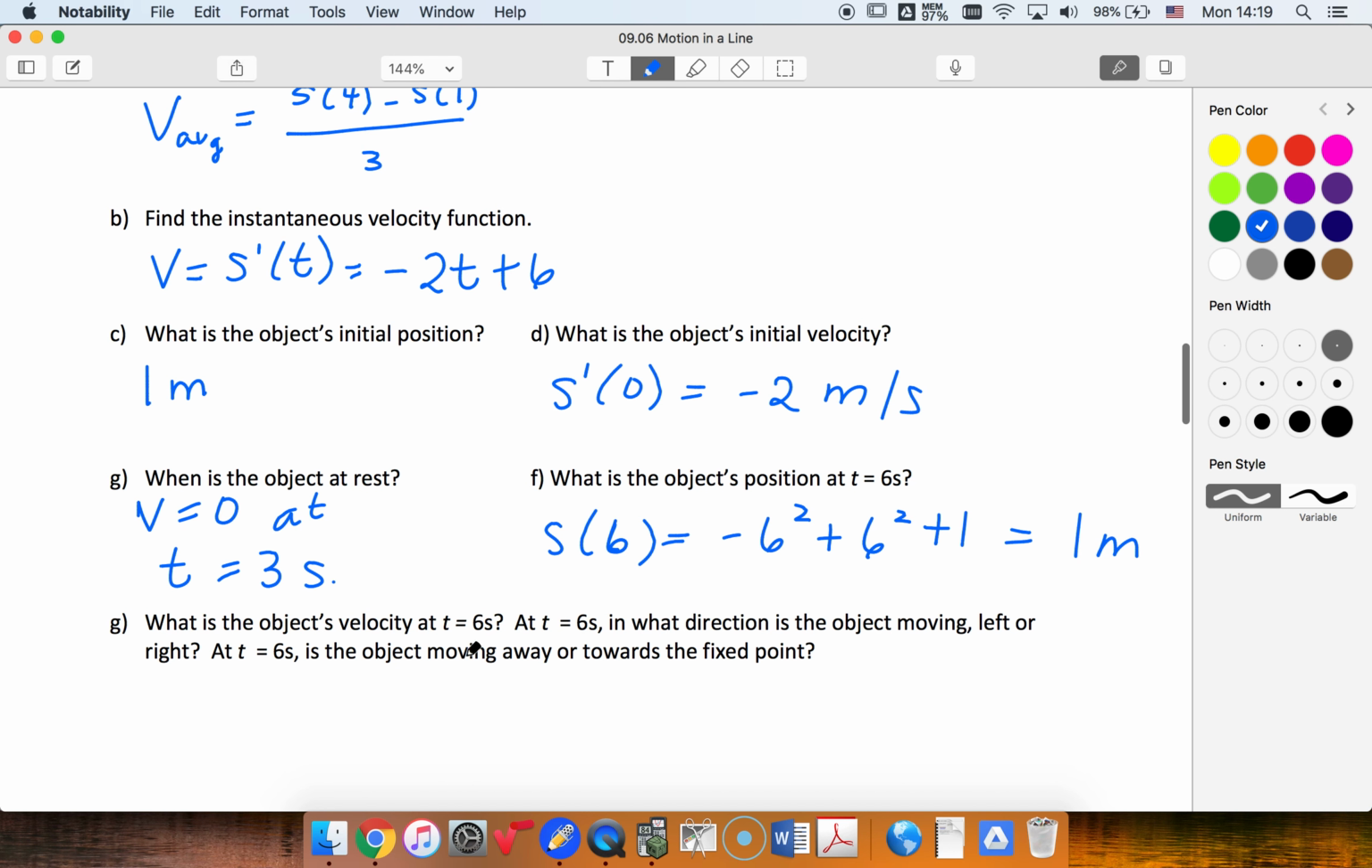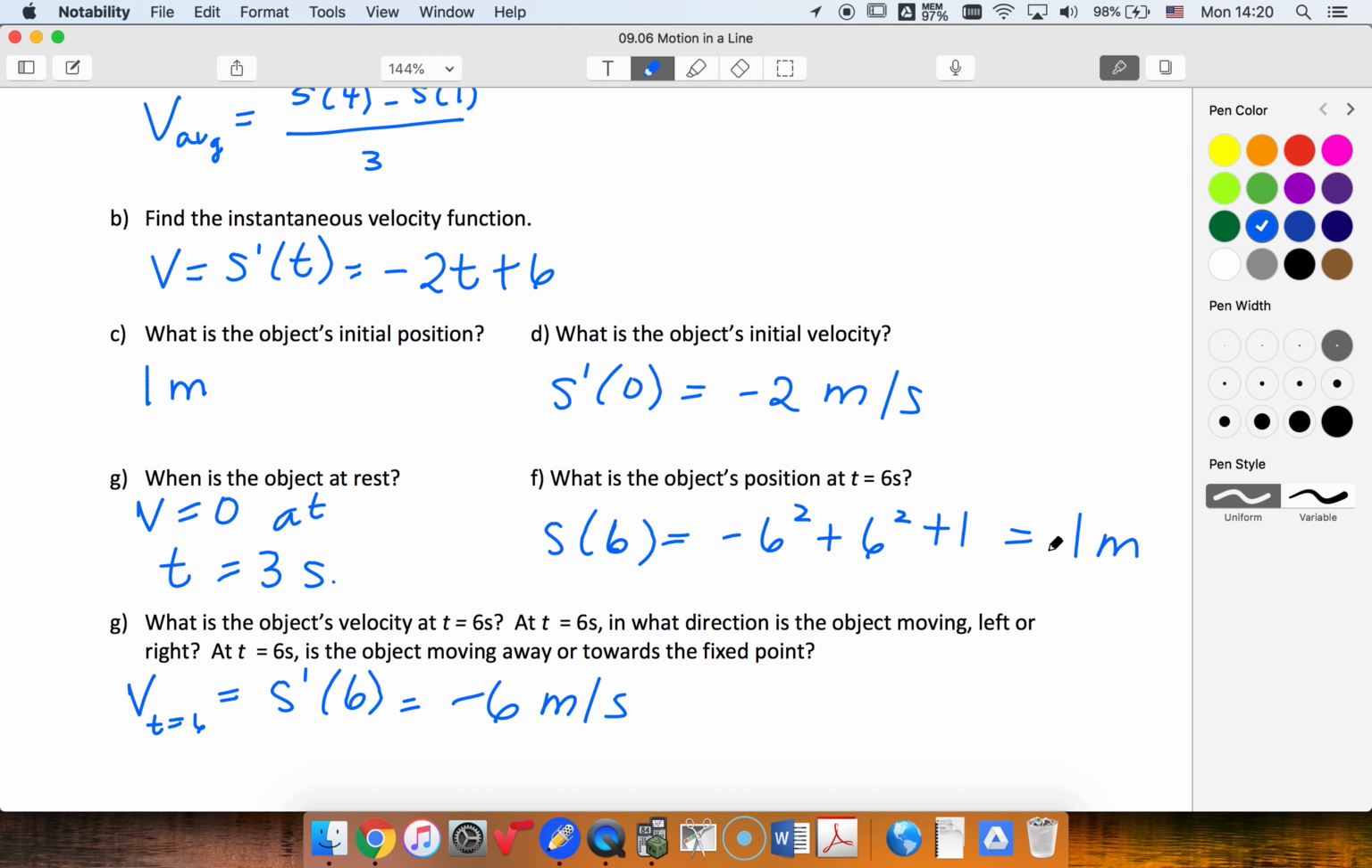Velocity at 6 seconds. So v at t equals 6. That's going to be the derivative at 6. So that will be negative 12 plus 6, which is negative 6 meters per second. So in this case, with my velocity being negative, it means I'm moving to the left of my fixed point, to the left, further away.